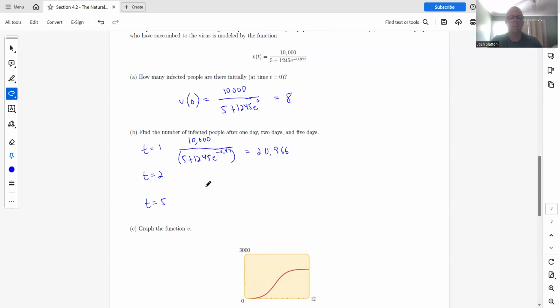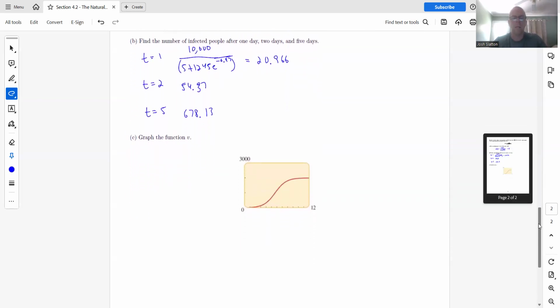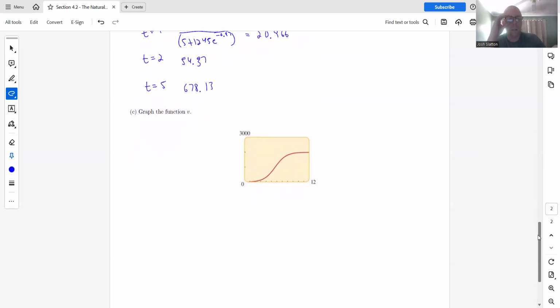We should get 20.966. T equals 2, we should get 54.37. And then when t equals 5, we should get 678.13. So we see it's increasing as we would expect. And then when you put this in the graph, this is what it comes out to.